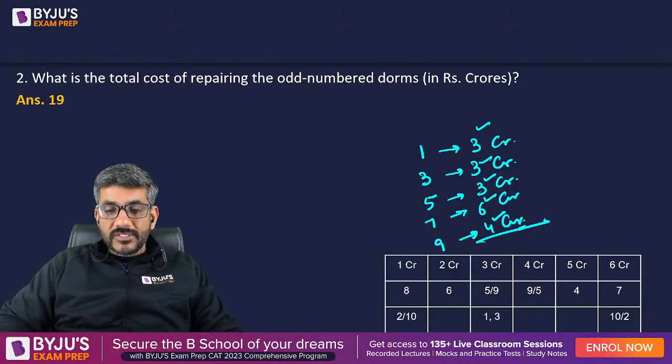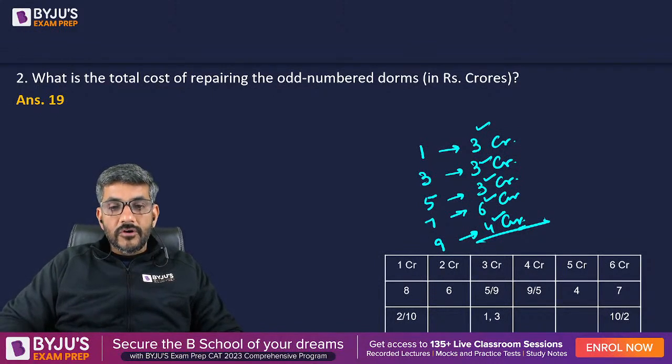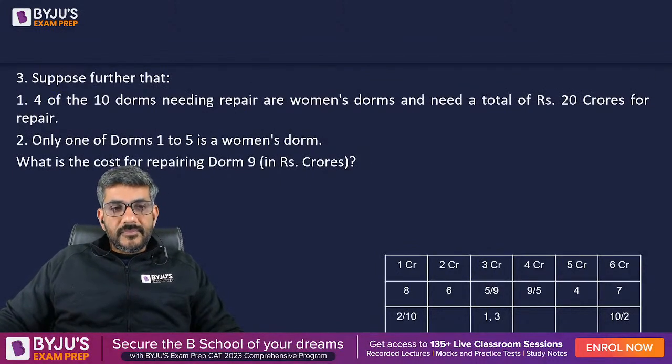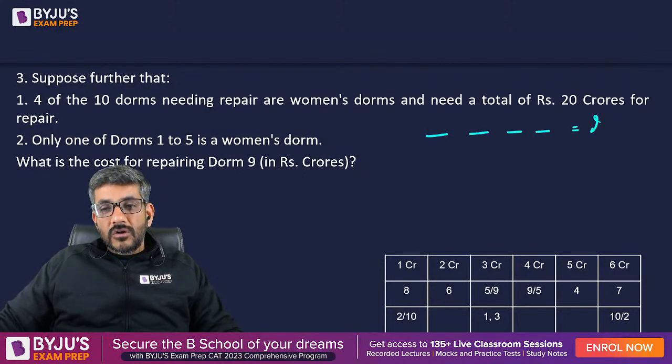I'll move ahead from question number 2 to question number 3. Question number 3 is here on your screen now. Suppose further it is given that 4 of the DOMs needing repair are women DOMs and need a total of 20 CR for repair. 4 of the 10 DOMs needing repair are women DOMs, right? So 4 DOMs have a total cost of 20 CR.